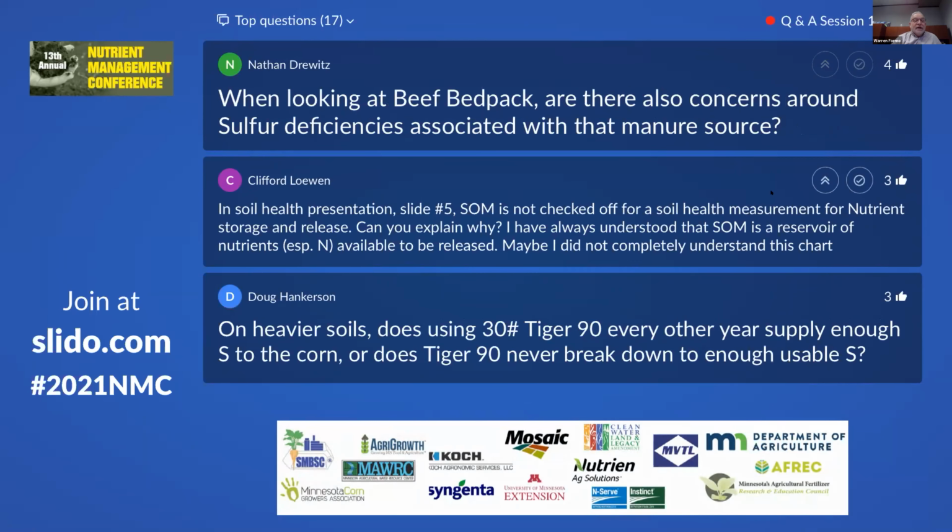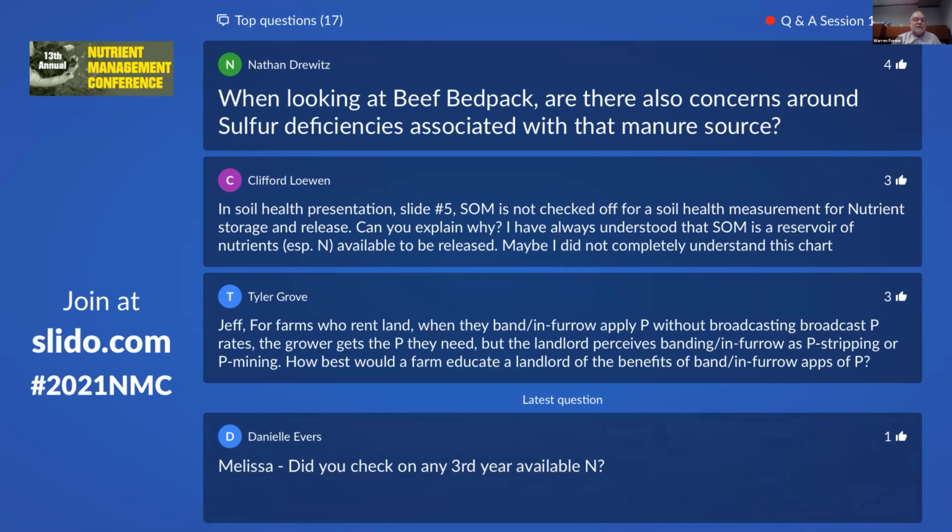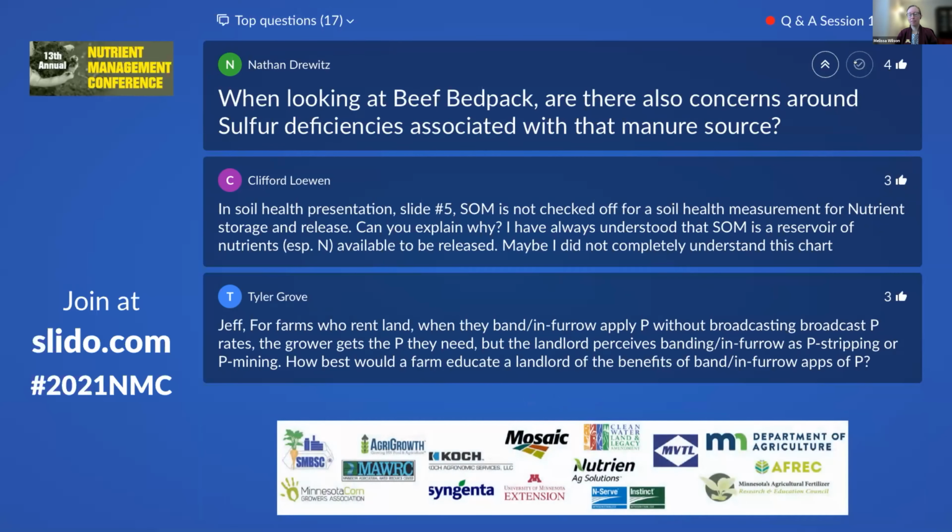Very good. Thank you. And Melissa, you've talked about this a little bit, but the question relates to beef pack bedding. Are there concerns around sulfur associated with that source? Yeah, as we talked about, when we're getting 2 to 3 pounds per ton, and as Dan mentioned, it's likely more soluble because it probably has a little more oxygen in the pile than a deep pit swine does. I'm not thinking so, but it is something we could potentially look at in the future, because it does have certainly a lot of bedding in it.